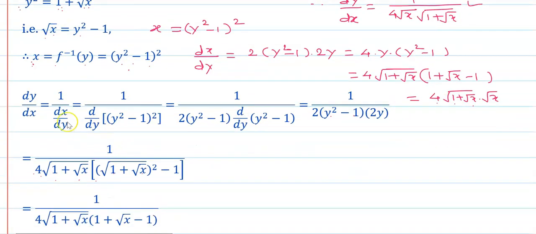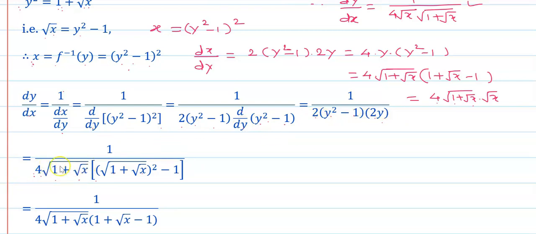Okay, now see this here. dy by dx is equal to 1 upon dx upon dy, that is 1 upon d/dy of (y square minus 1) bracket square, that is 2 times (y square minus 1) into d/dy of (y square minus 1). What about the derivative of this? It is 2y. Okay, this 2 into 2 will become 4y.